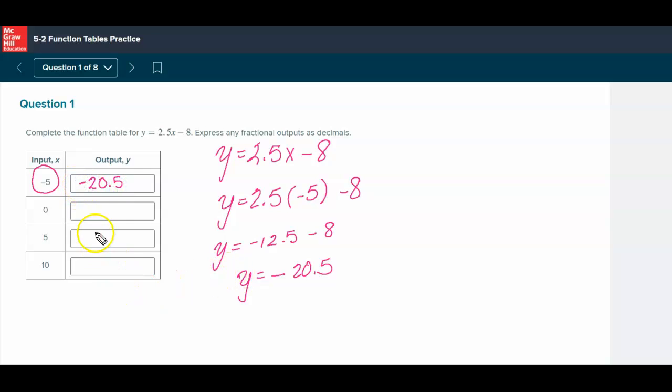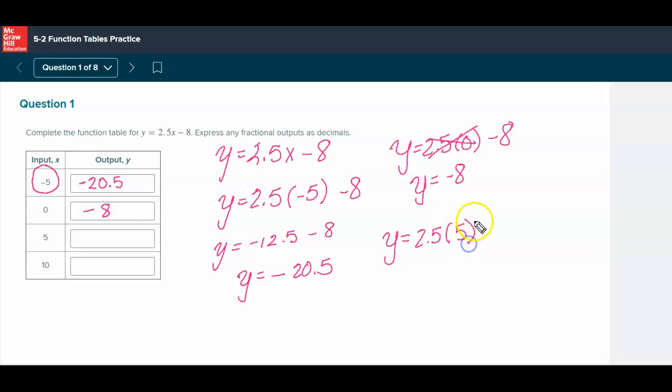When we put 0 in, we would have y equals 2.5 times 0 minus 8. Well, we know what multiplying times 0 does. So in this case, y is going to be negative 8. So you type in negative 8. When we put 5 in, we would have y equals 2.5 times 5 minus 8. 2.5 times 5 is going to be 12.5, minus 8, and that gives us 4.5.